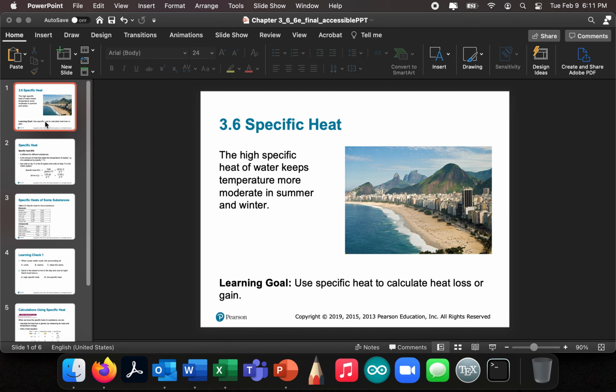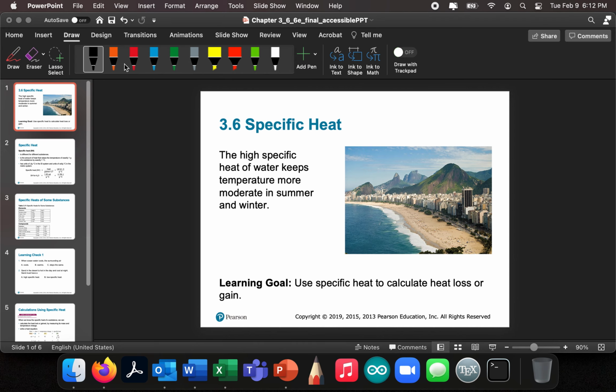Now our learning goal here, let me back up. Our learning goal for this section is to use specific heats to calculate heat loss or heat gain, right? And we'll make more sense of it later.